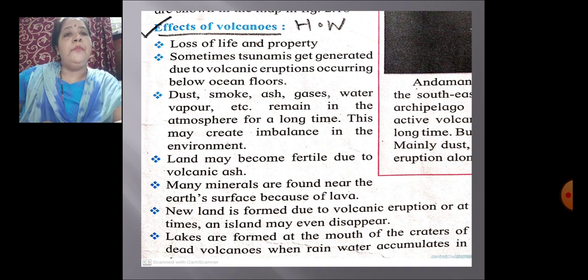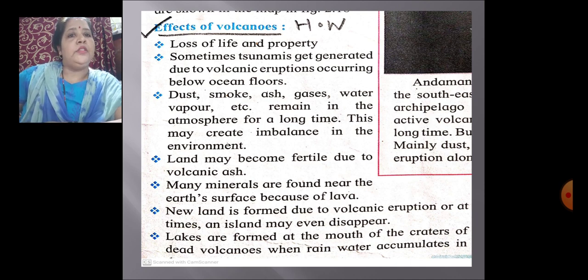Next, land may become fertile due to volcanic ash. As we have learned, ash also comes out when a volcano erupts. So this is a good thing, correct? Land becomes fertile. Next, many minerals are found near the earth's surface because of lava. When the lava is coming out, it brings along with it many minerals also. It comes out in liquid form, so the minerals also come along with it.